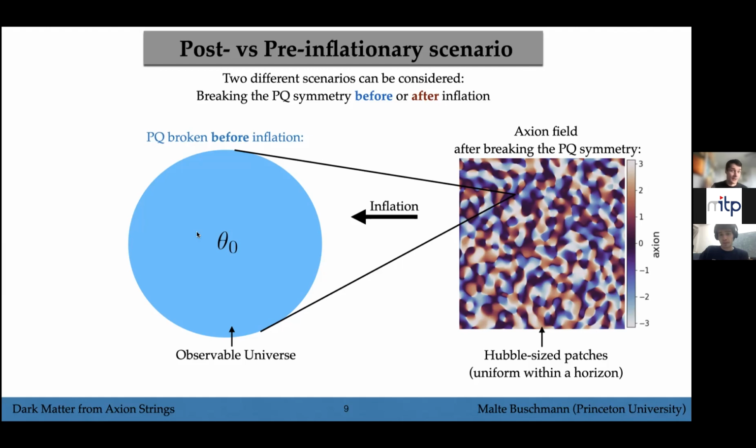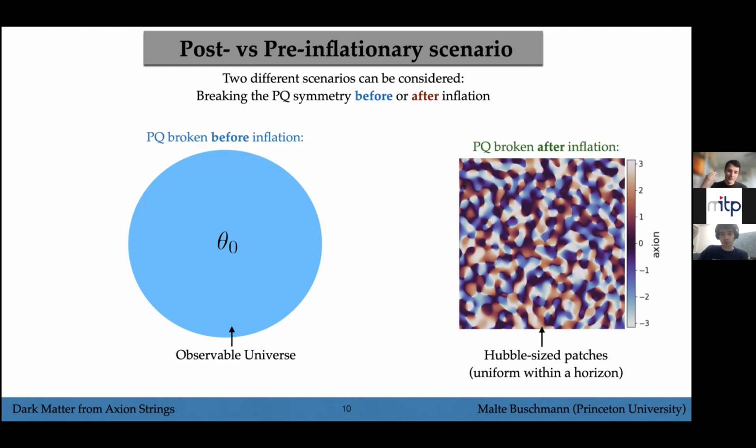In the other case, where you break the PQ symmetry after inflation, inflation has already happened, so you don't have this zoom-in effect anymore. What you already see here with all these different Hubble-size patches is basically what you get. And the global universe has all these different patches.